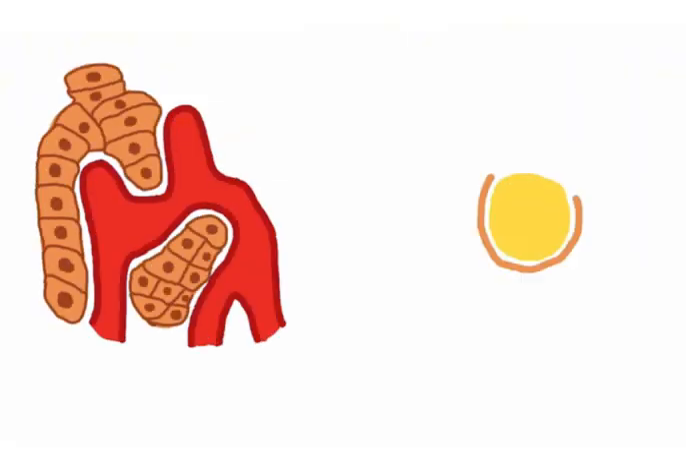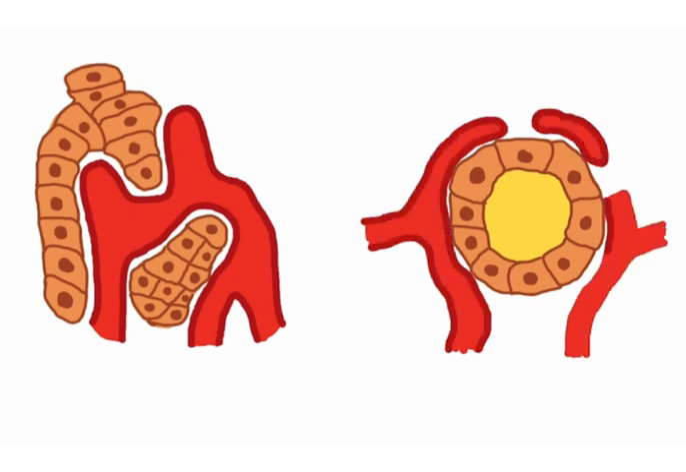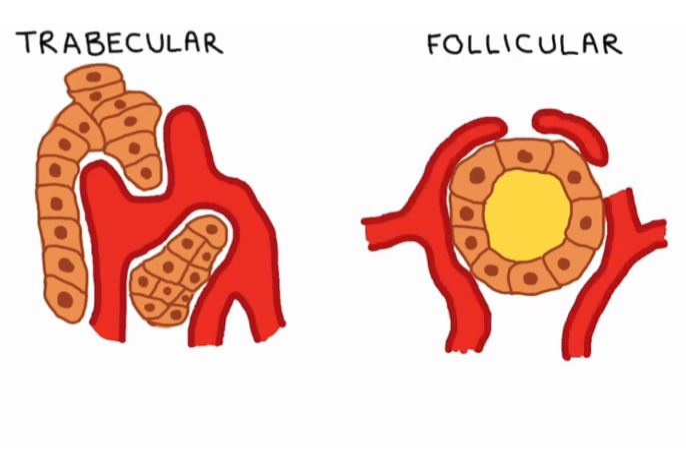Endocrine glands are of two types, trabecular and follicular. In trabecular glands, the secretory cells are arranged in irregular cords, and the secretion is stored within the cells. Most of the endocrine glands are of this type of arrangement. Some examples are the adenohypophysis and the adrenal glands.